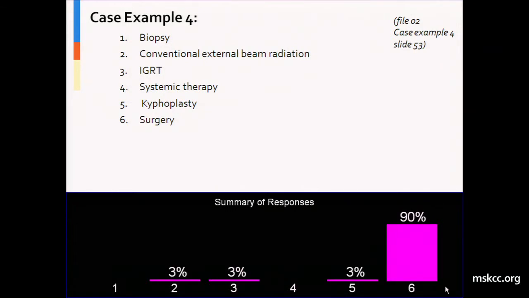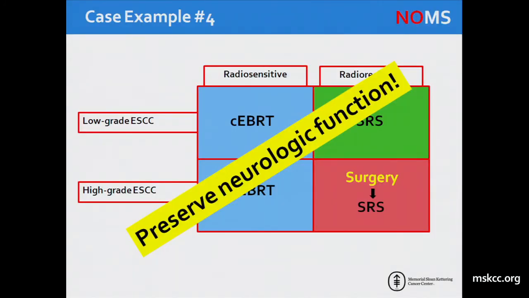Great, yeah, that was easy. Let's go back to the presentation, please. This is somebody who needs surgery because you really want to make sure that you preserve neurologic function or give them the best chance of recovery. Because if they become paralyzed, they're going to be disqualified from a lot of the trials, and a lot of their further therapy is going to be much more difficult for them.